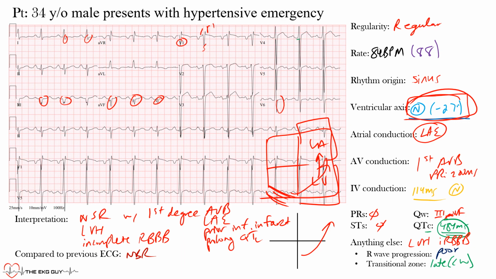So hopefully you were able to pick up and see what we got from this EKG, and there's quite a bit that we can learn and garner from EKGs in general. So our 34-year-old male presenting with hypertensive emergency in this EKG shows normal sinus rhythm with first-degree AV block, left atrial enlargement, left ventricular hypertrophy as well, incomplete right bundle branch block as well as a prior inferior infarct, okay, and prolonged QTC interval. So that's the end of this week's EKG of the week.